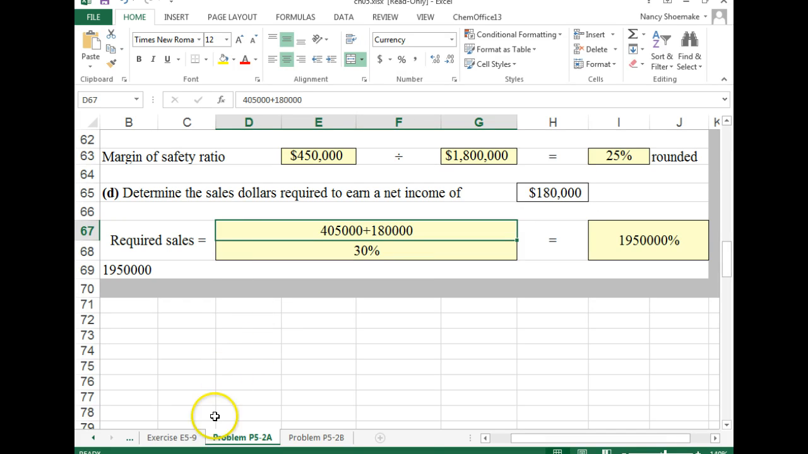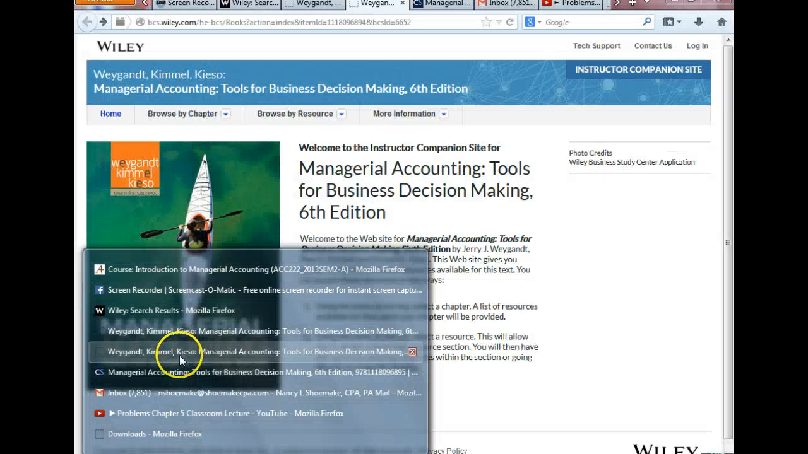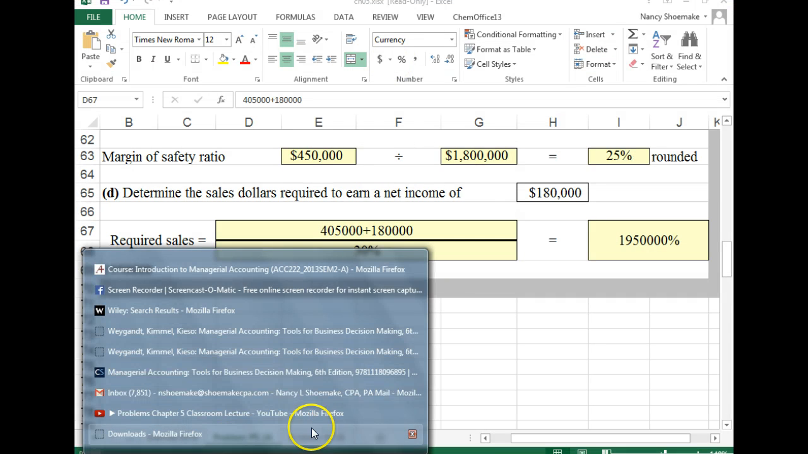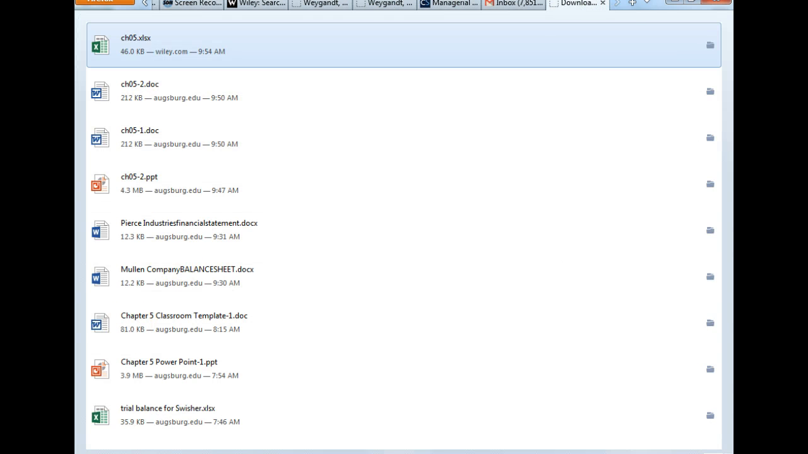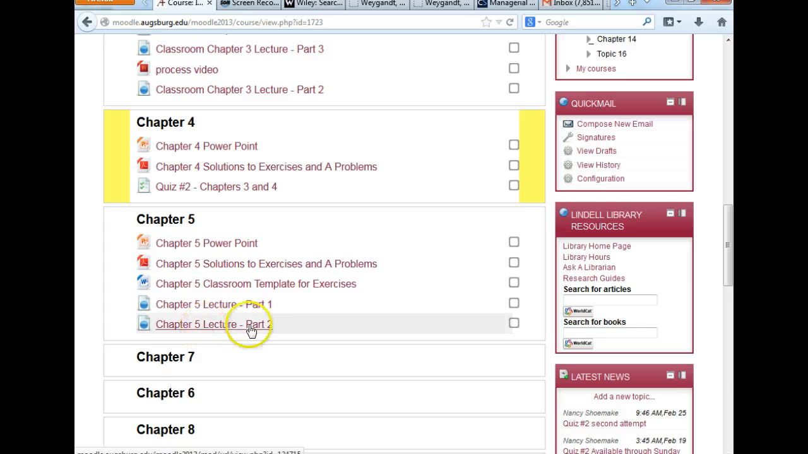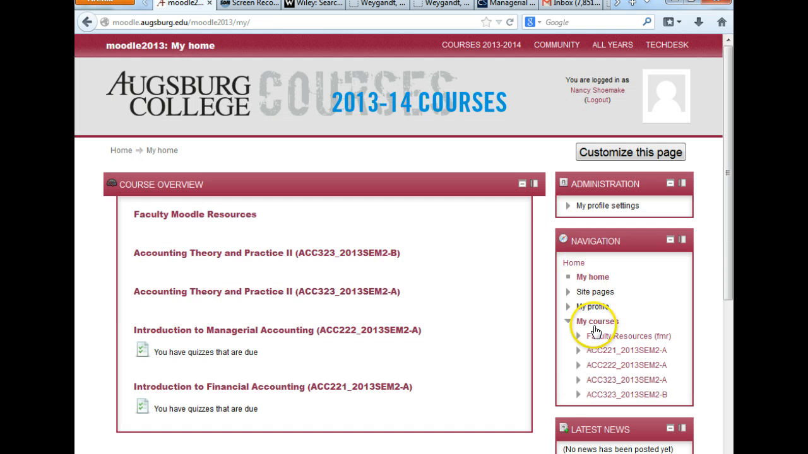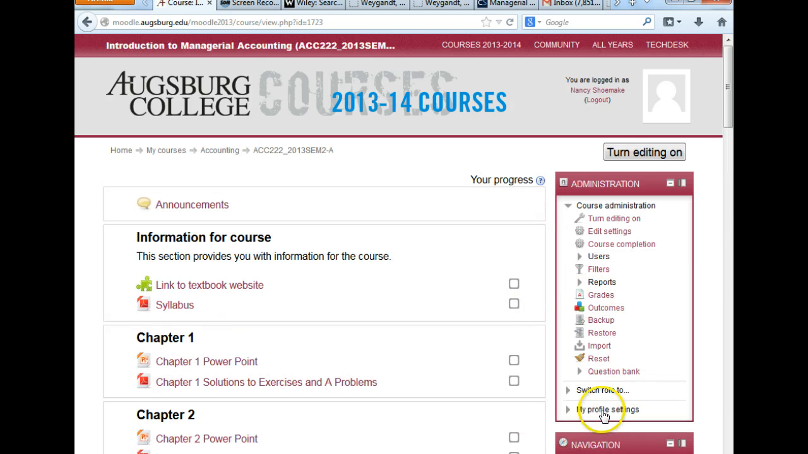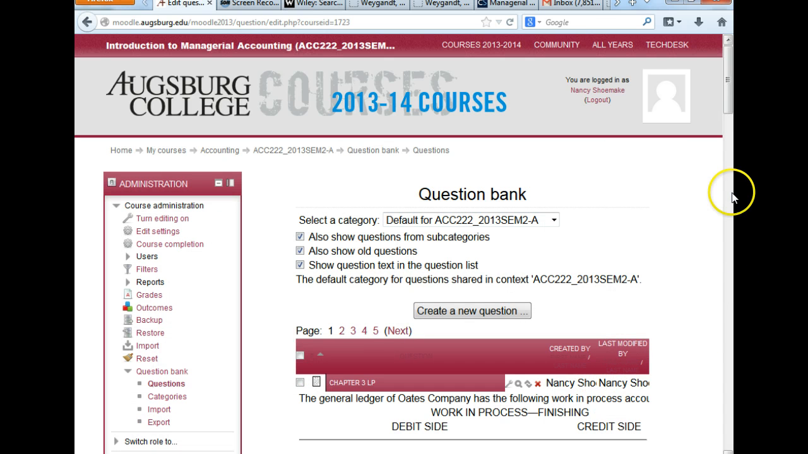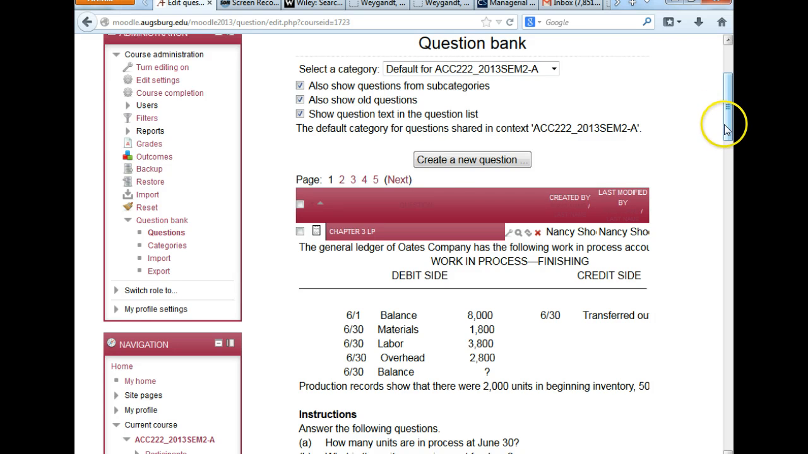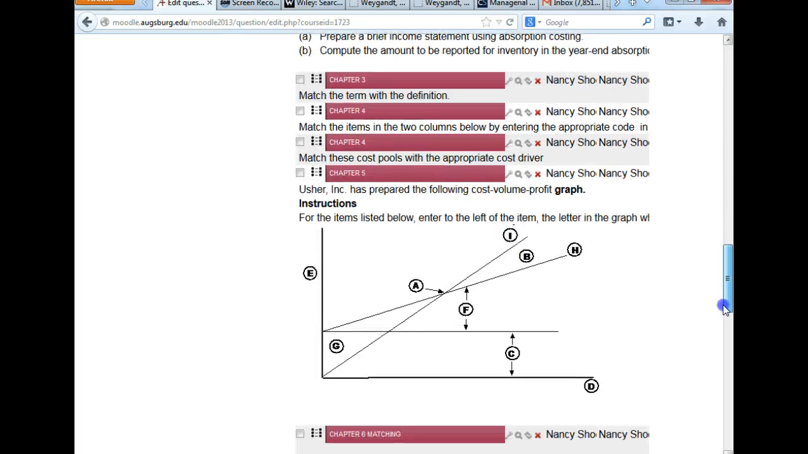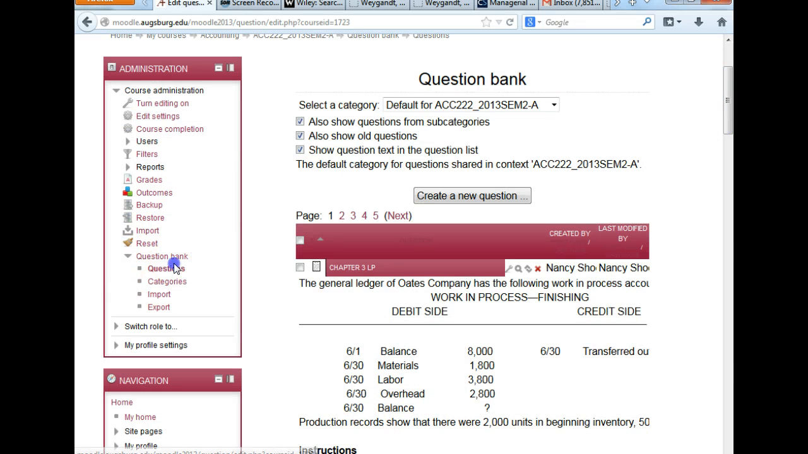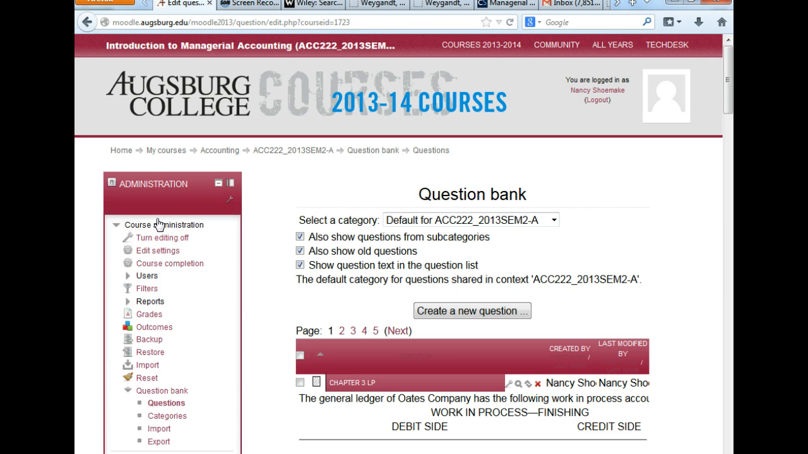The key here, I just want to go over a couple problems you might see. Let's see where I am. Got too many books up here. Here we are. Let's go over a couple problems you might see. Okay? Here, let me turn editing on. I just want you to see kind of what I'm looking at, okay?